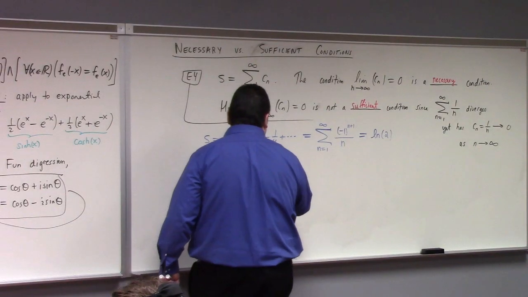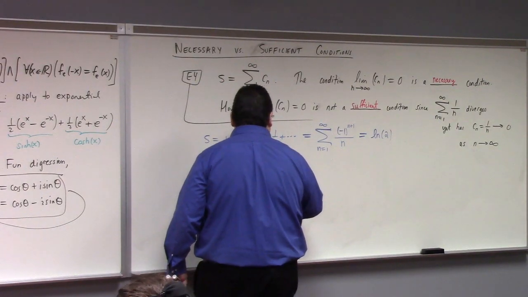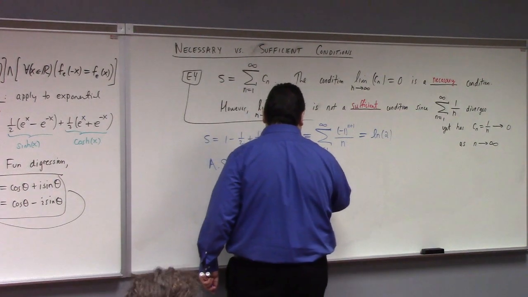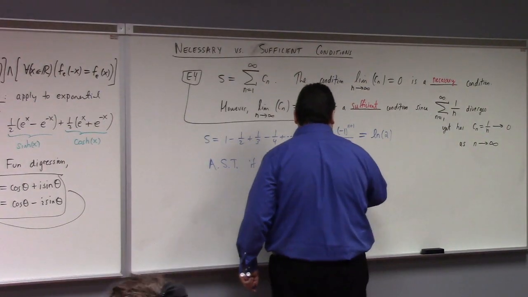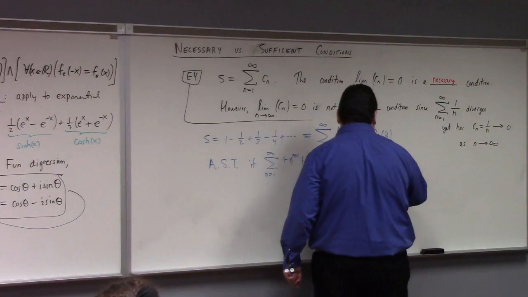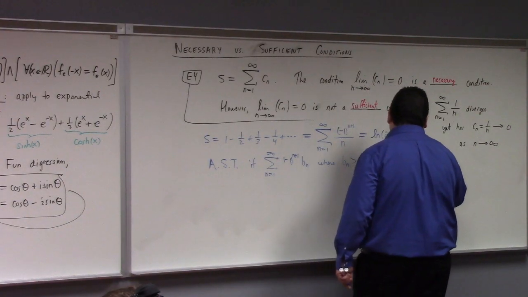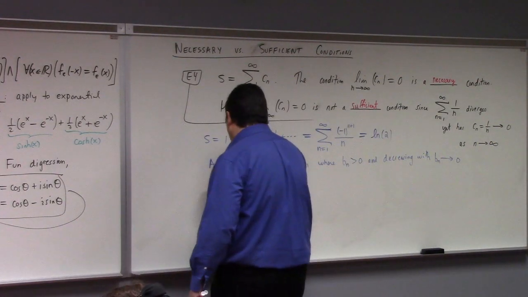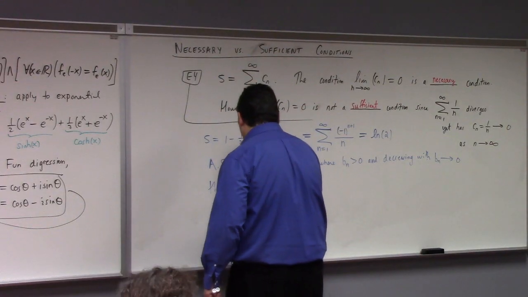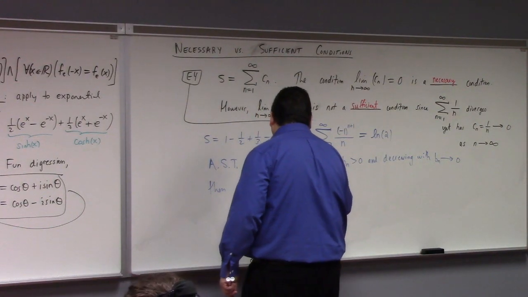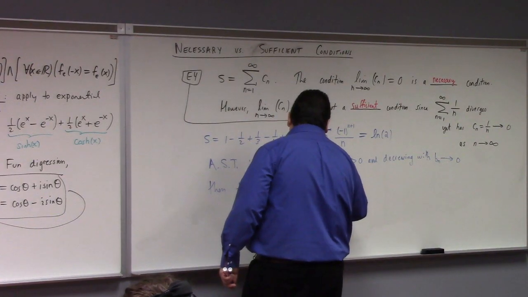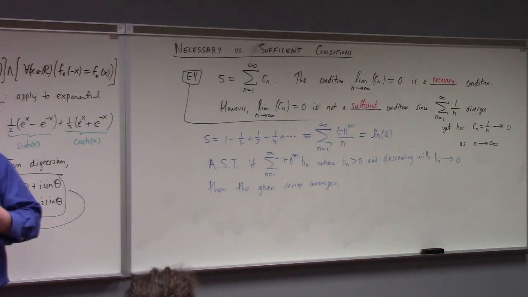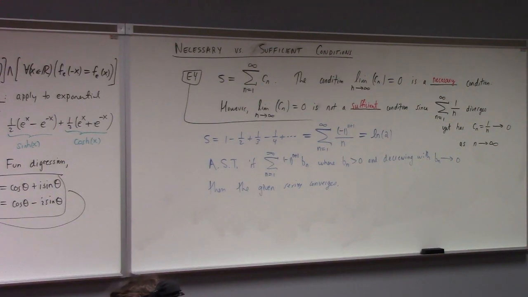It says if you have the sum n equals 1 to infinity of minus 1 to the n plus 1 times b sub n, where your b sub n's are positive and decreasing with b sub n going to 0, then the given series converges. Right? This was the alternating series test. That's a sufficient condition for convergence.